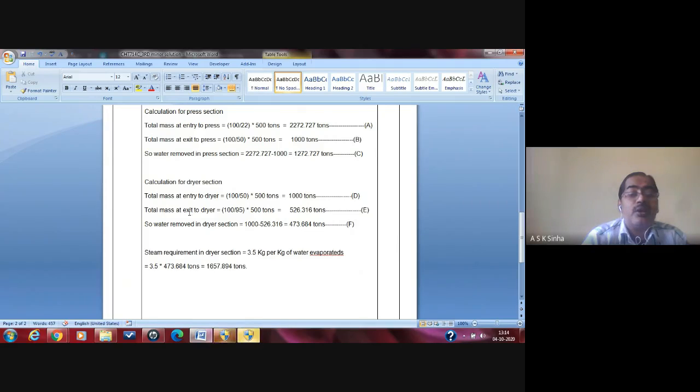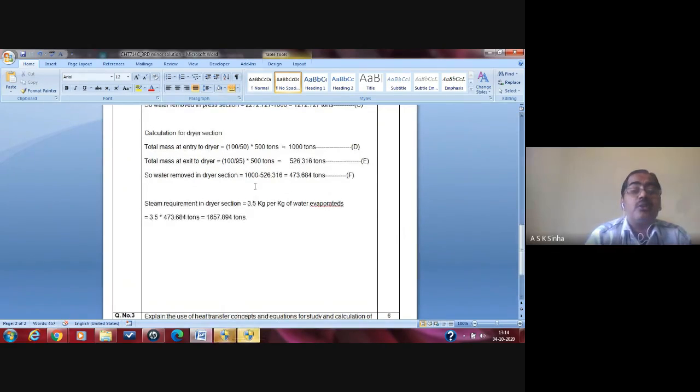Then we take the total mass at the exit point of the dryer, so it's 100 by 95 multiplied by 500, which comes to 526.316 tons. Again, we take the difference of the total mass at the entry point and exit point, and that will give you the water removed in the dryer section. So that will be 1000 minus 526.316, which is equal to 473.684 tons. All these calculations are in tons, on a daily basis, per day.